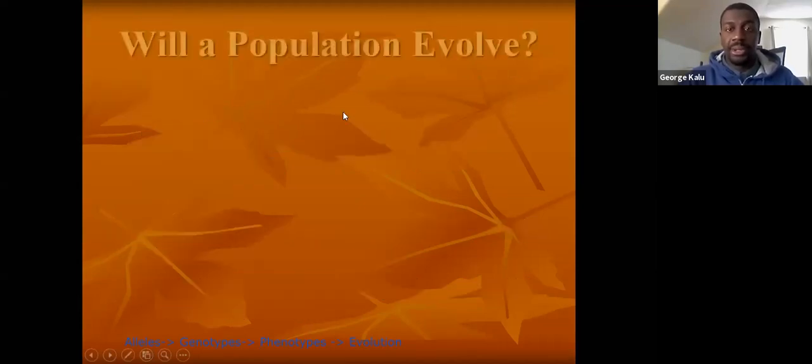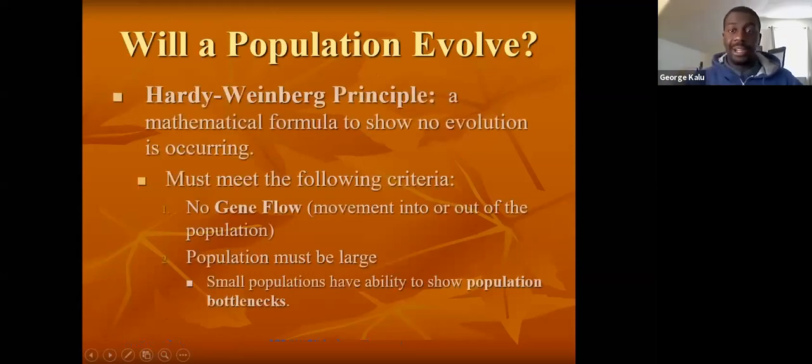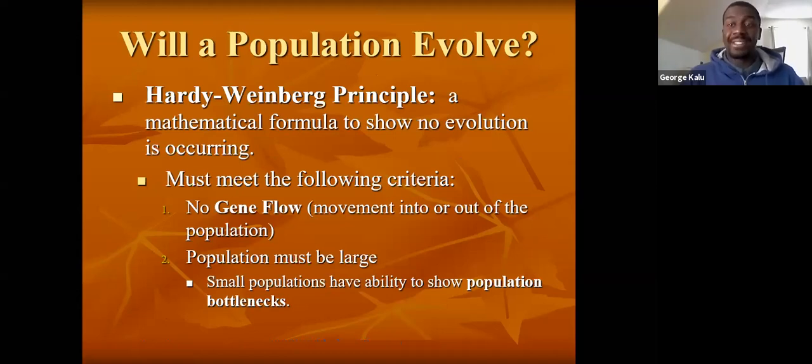Okay, so how do we know if a population is going to evolve? Well, what we're going to do is go based off of the Hardy-Weinberg principle, or the Hardy-Weinberg equilibrium. Okay? So Hardy-Weinberg equilibrium is a mathematical formula that helps us know if evolution is not occurring. Okay? This tells us if evolution is not occurring. And there's 5 criteria that are going to allow Hardy-Weinberg equilibrium to hold true. In order for Hardy-Weinberg equilibrium to be true, for us to see that no evolution is taking place, we need 5 criteria.